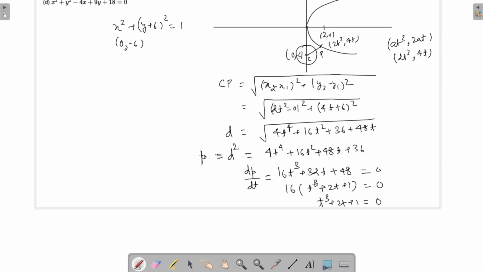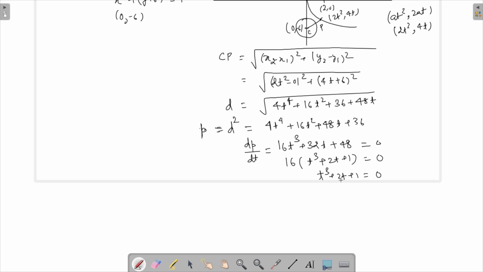Now, of course, it's a cubic equation, so I'll have to substitute some values to see when this is going to become 0, right? This part will be 3 because I've taken 16 common, right? So if I substitute a value of t equals -1, what would happen? This will become -1, this will become -2, and this will become 3, and the total will be 0, right?